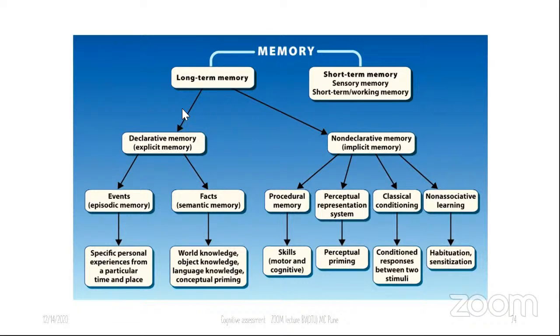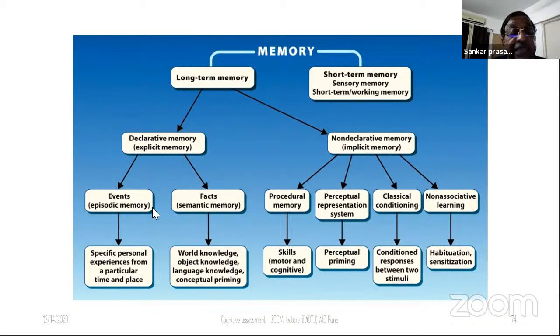In long-term memory, you have declarative memory, which is episodic memory and semantic memory. Episodic memory impairment is the characteristic feature of Alzheimer's disease. Semantic memory can be disturbed here also, but it is more often disturbed in frontotemporal dementia. World knowledge, object knowledge, language knowledge and conceptual priming are affected in Alzheimer's disease, but frontotemporal dementia has more semantic memory problems, and episodic memory problems are more with Alzheimer's disease.